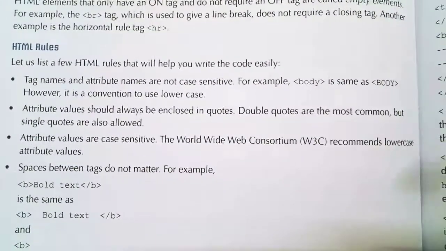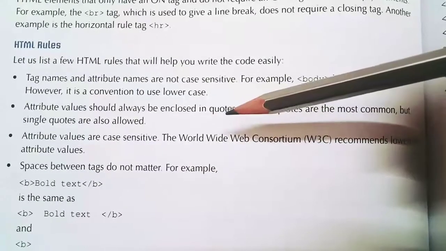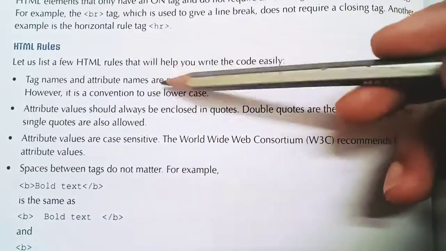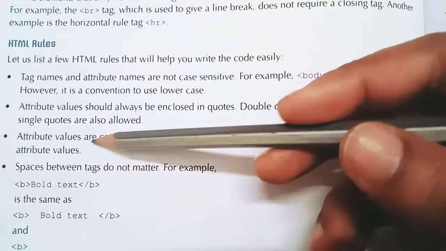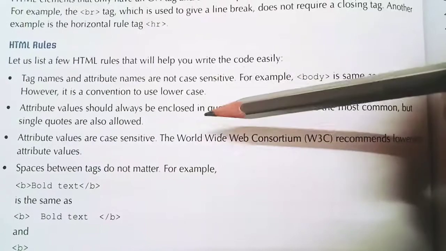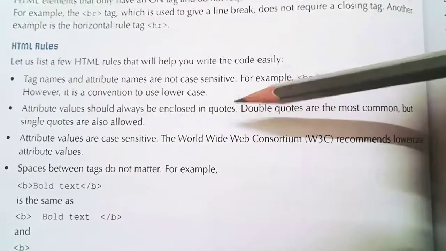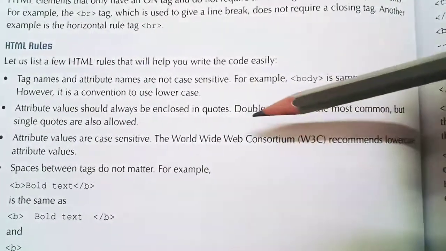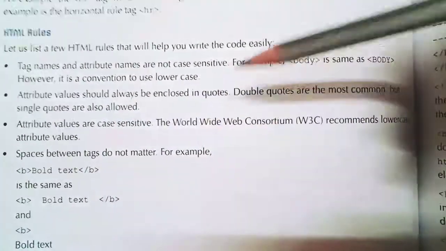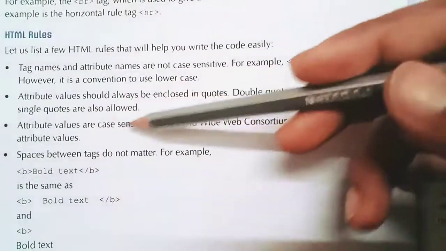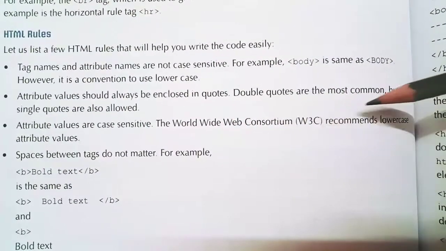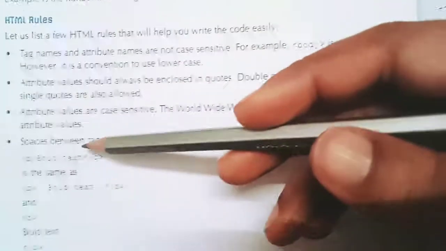The third point, attribute values are case sensitive. You have seen here that tag and attribute names are not case sensitive, but the values of the attributes are case sensitive. That means it matters in which case you are writing, uppercase or lowercase. The W3C, World Wide Web Consortium, recommends lowercase attribute values. So by default, we should write lowercase because the World Wide Web Consortium recommends lowercase only.